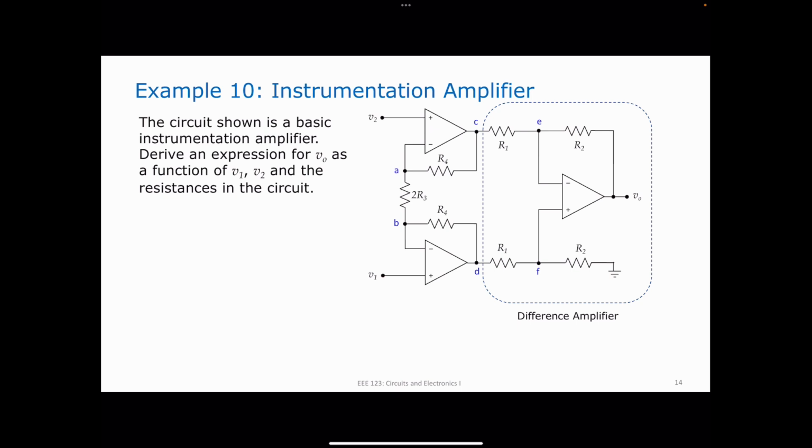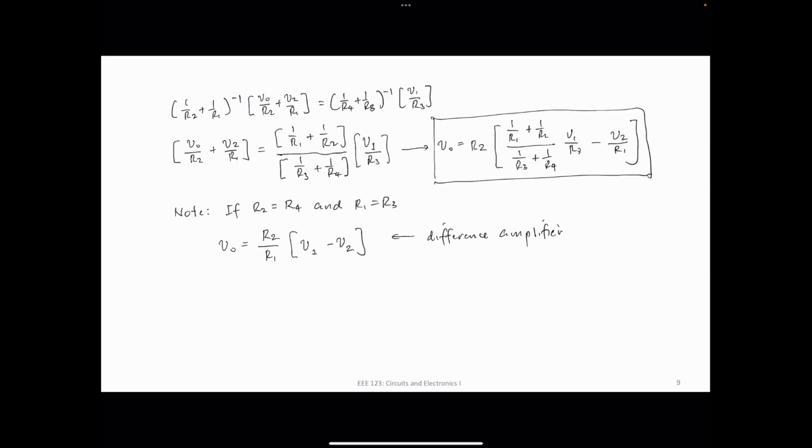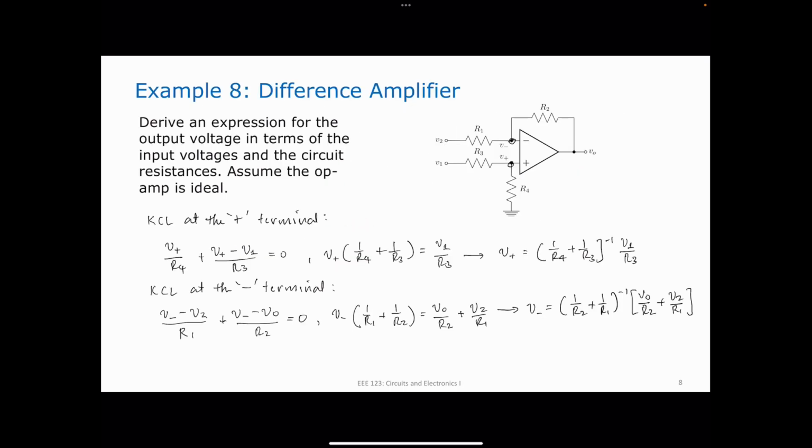Okay, so we know from our difference amplifier, and we already derived this earlier, that V sub O is going to be R2 over R1, Vs of D minus Vs of C. The voltage at this point minus the voltage at that point. We already derived that for this particular circuit. Here it's V1 minus V2.